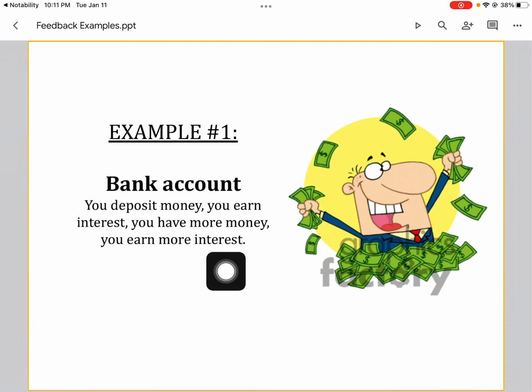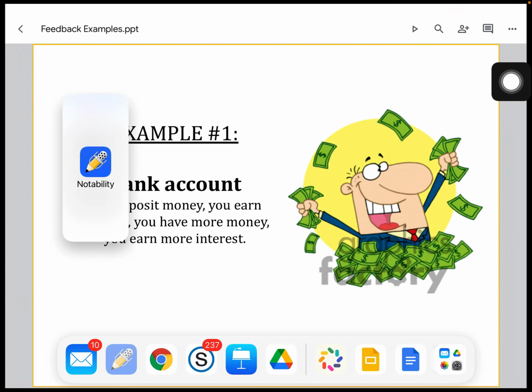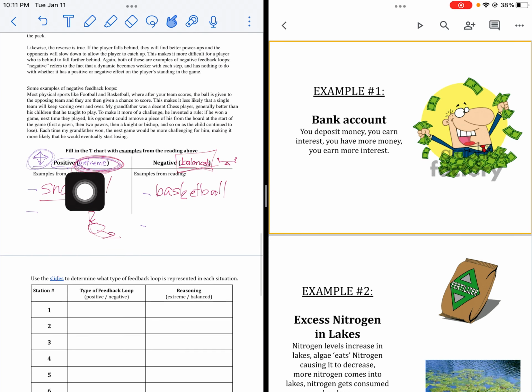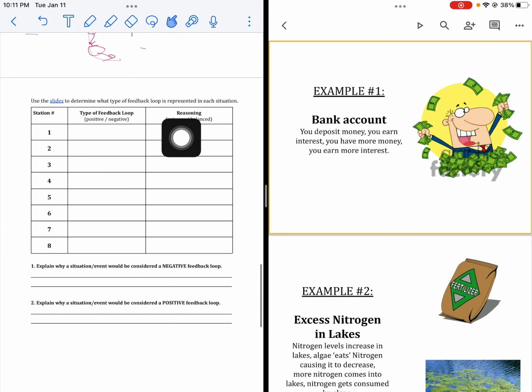You earn more of it. So now at the end of the next year, you have $130, which means you have more money, which means you have more interest, $150, more money total, which means more interest gets earned, $180. So it's going completely in one direction. Thinking about your notability, you should be able to pair that up and say it's extreme or balanced, meaning which kind of loop, positive or negative. So again, the only words you're putting in here are those four.